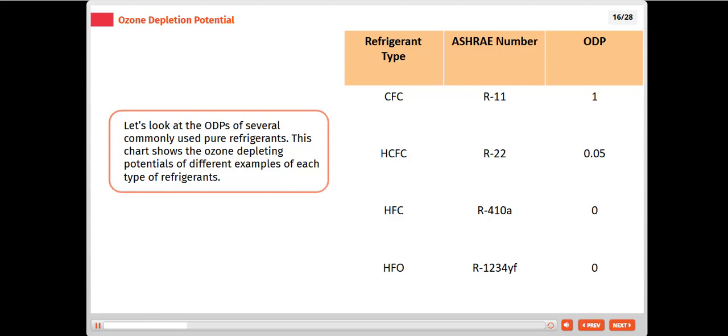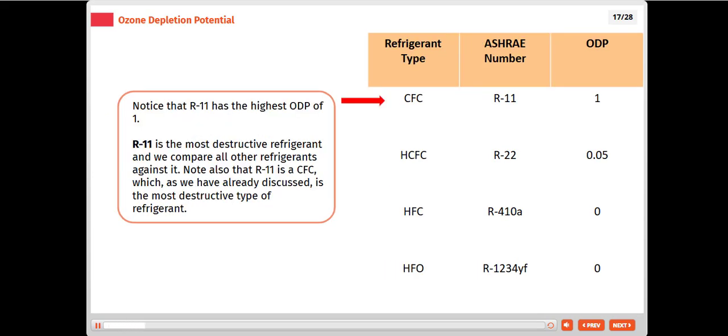Let's look at the ODPs of several commonly used pure refrigerants. This chart shows the ozone depleting potentials of different examples of each type of refrigerant. Notice that R11 has the highest ODP of 1. R11 is the most destructive refrigerant, and we compare all other refrigerants against it. Note also that R11 is a CFC, which, as we have already discussed, is the most destructive type of refrigerant.